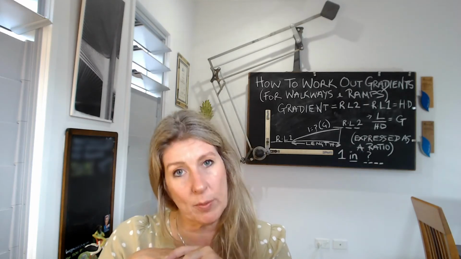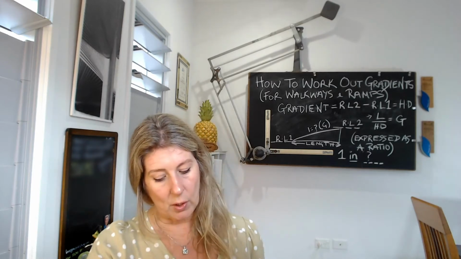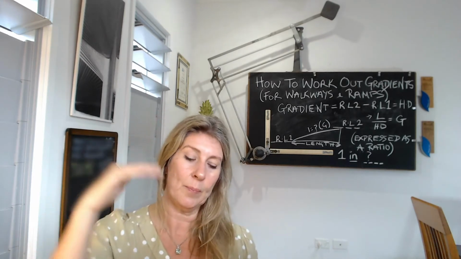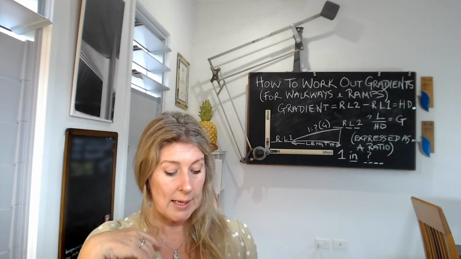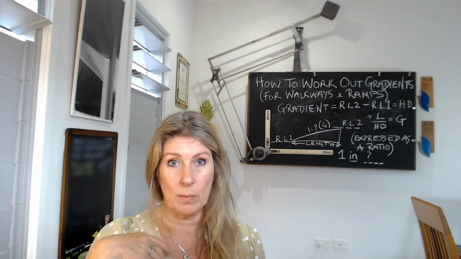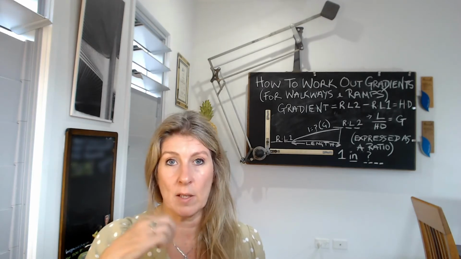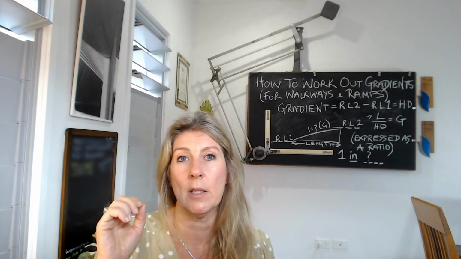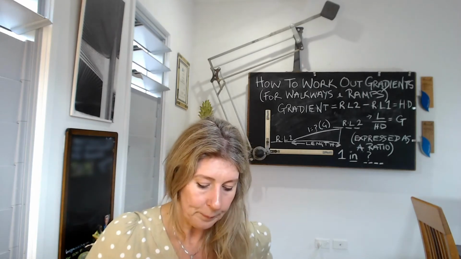So in this case, let's put some figures to these RLs. At the top of the ramp, or the top point that we need to get to, say the dwelling entrance, is 3.3 metres above mean sea level, and then the bottom RL is 2.5 metres above mean sea level. So that's going to give us a difference in height of 0.8 metres or 800 millimetres.